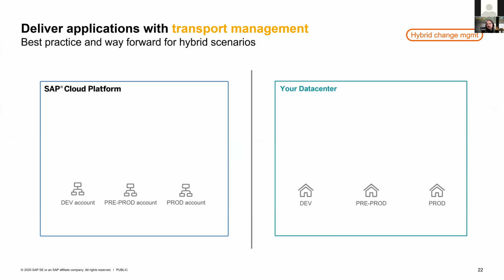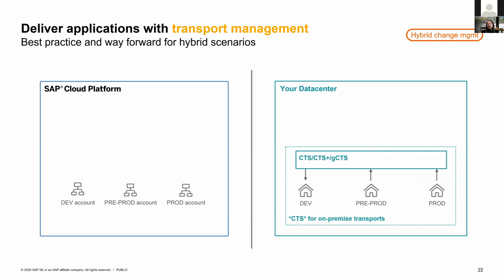How does the overall picture look like with your data center or your hosted environment to the right and SAP Cloud Platform to the left? So to the right, we have all the different flavors of the change and transport system, CTS. So we have central CTS, we have the enhanced change and transport system. We also have a Git-enabled change and transport system. That is something that allows you to apply continuous integration and delivery for ABAP on-premise development as well.